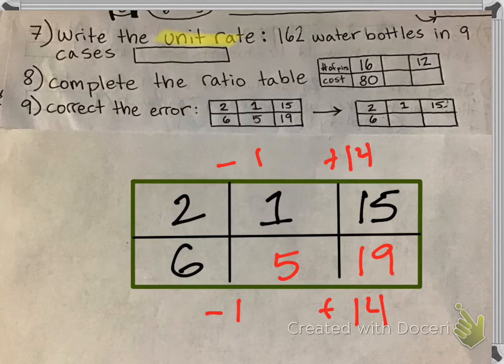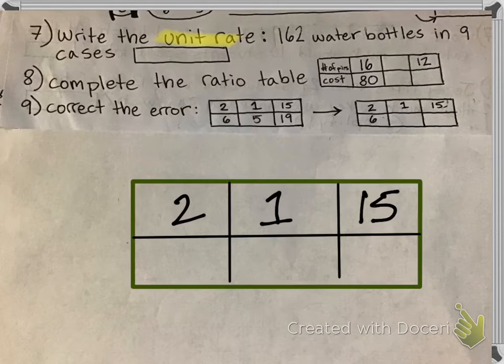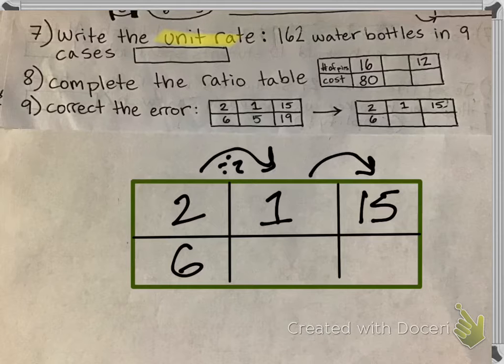When we do ratio tables, do we do addition and subtraction? No, we do not. We have to do multiplication and division. So, how do we get from 2 to 1? We divide by 2. And then how do we get from 1 to 15? Trey? Multiply by 15. Easy.